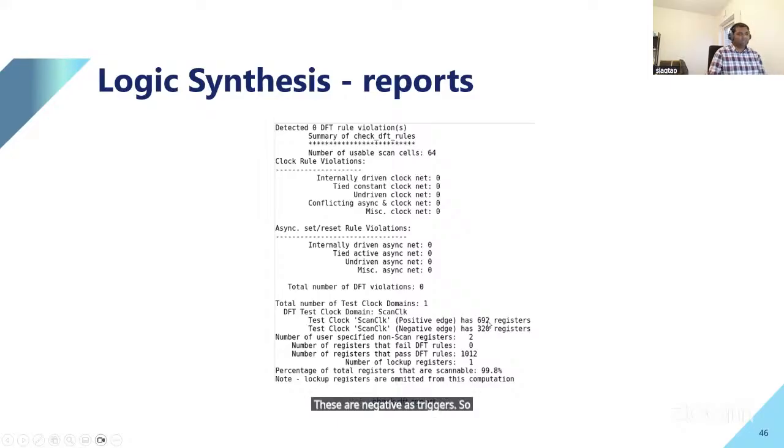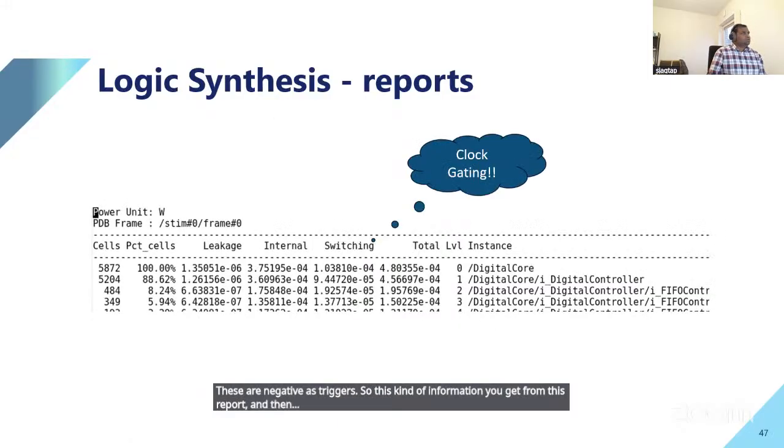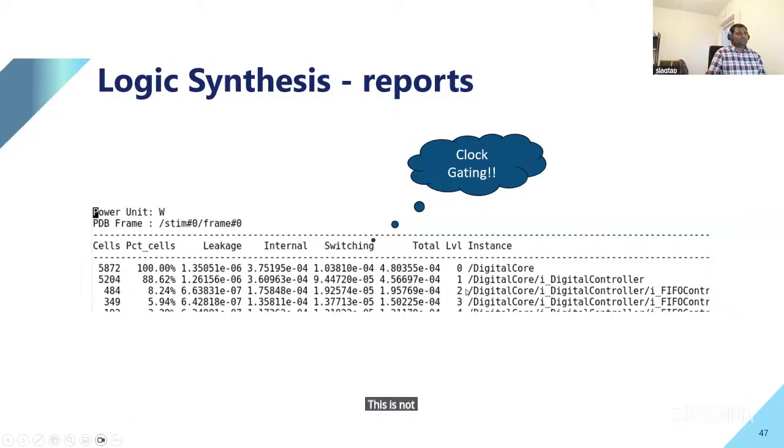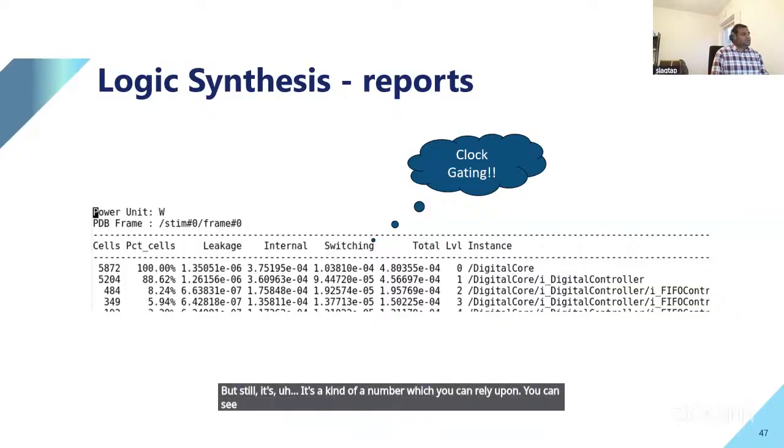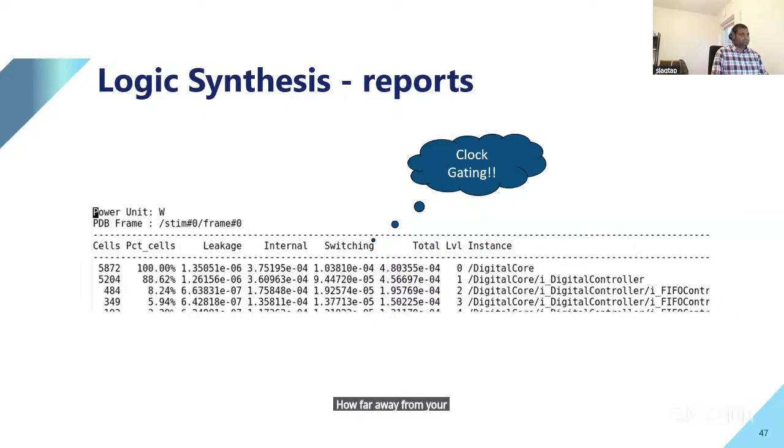So this kind of information you get from this report, and then you get power again. Parkareswar asked me about power. So you get a power report. Again, this is not accurate power. You remember, this is gate level power. All the information about nets and the length of nets is missing. But still, it's a number which you can rely upon. You can see how far away from your target, how close to your target. So basically, it gives you a good starting point.